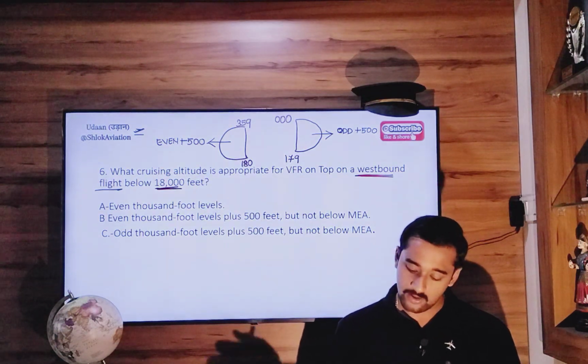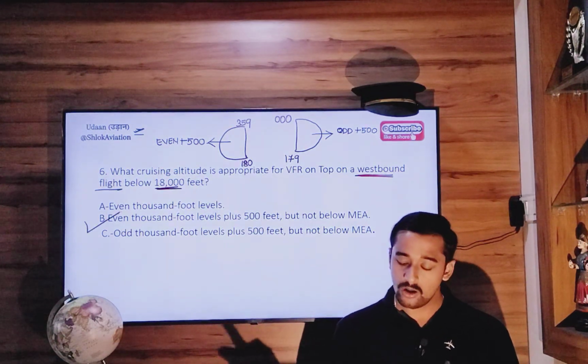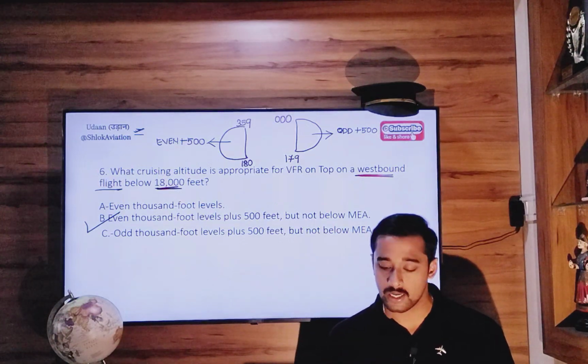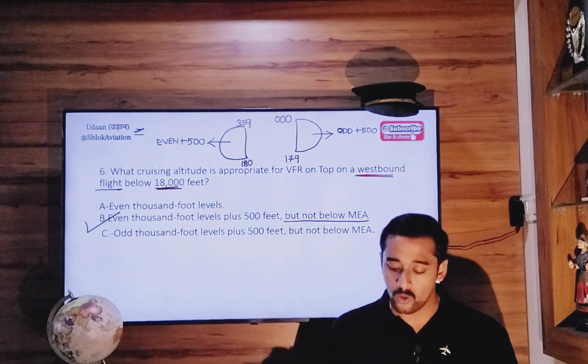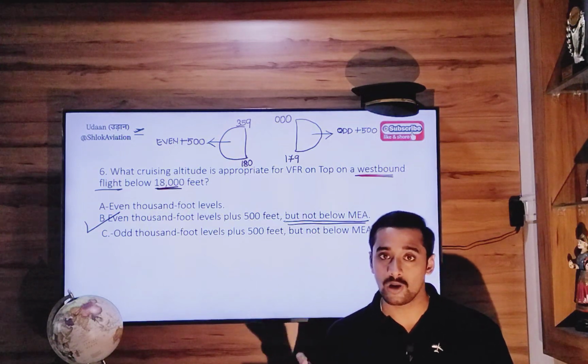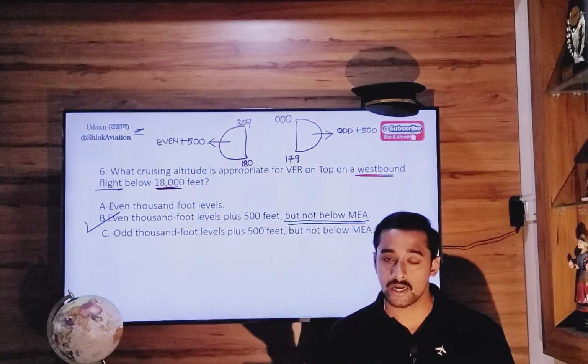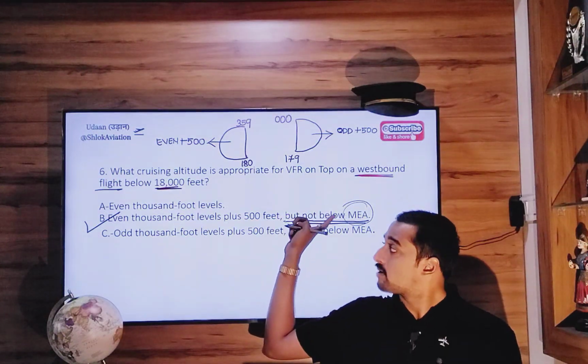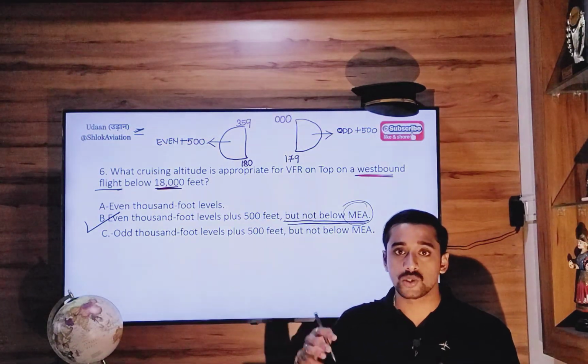So the correct option here will be option Bravo. But remember, before choosing a VFR on top altitude, make sure you do not go below the minimum en route altitude, the minimum IFR altitude. So this should be in your consideration while deciding the VFR on top cruising altitude.